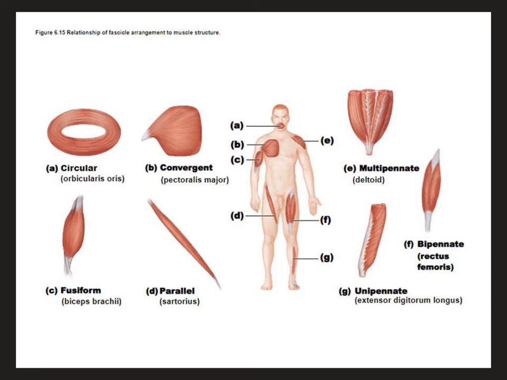So you've got 7 fascicle arrangements: circular, convergent, fusiform, parallel, multipinnate, bipinnate, and unipinnate. And if I were to give you these 7 things on a slide that look like this, could you fill in the blanks? Might be the way that we have to do class when we do our diagram identification. Got to come up with a unique way to do this. Still want you guys to know it. Muscle fascicle arrangements.